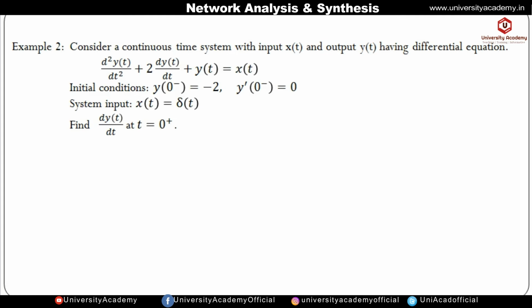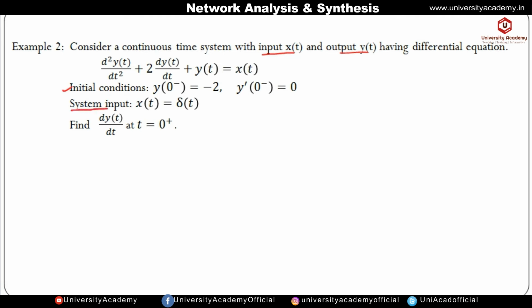So the question is, consider a continuous time system with the input x of t and the output y of t having the differential equation. So the differential equation is d square y of t by dt square plus 2 into dy of t by dt plus y of t is equal to x of t. Here the initial conditions are given, that is y of 0 negative value is minus 2 and y dash of 0 negative value is 0.